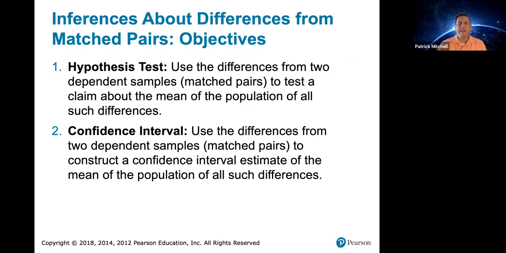So the objectives in this section are to use the differences from two dependent samples or matched pairs to test a claim about the mean of the population of all such differences, and to use the differences from two dependent samples or matched pairs to construct a confidence interval estimate of the mean of the population of all such differences.